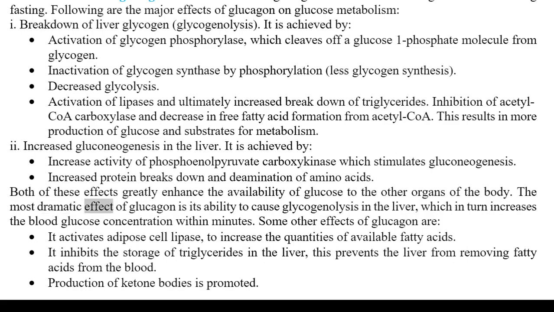The most dramatic effect of glucagon is its ability to cause glycogenolysis in the liver, which in turn increases the blood glucose concentration within minutes. Some other effects of glucagon are: it activates adipose cell lipase, to increase the quantities of available fatty acids. It inhibits the storage of triglycerides in the liver, which prevents the liver from removing fatty acids from the blood. Production of ketone bodies is promoted.